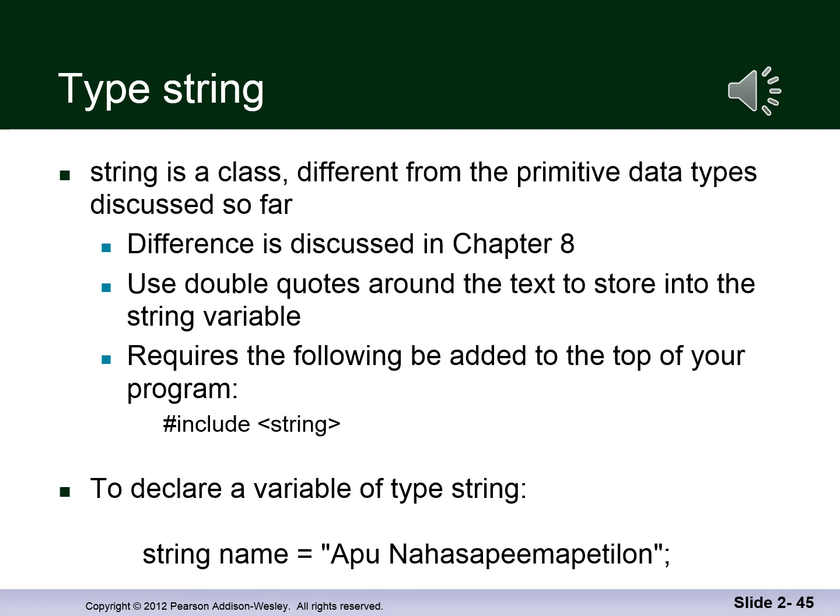To declare a variable of type string, once the include statement is added: string name, and then double quotes, and all of that name. Can you pronounce that name? I can't. I'm sure it's long and complex just to make a point, but that entire name could be added to one variable that is of type string.